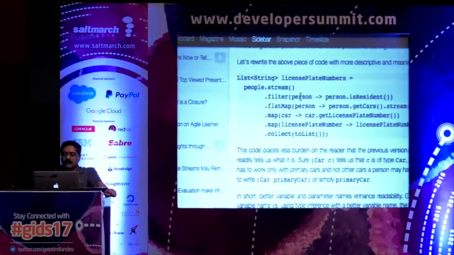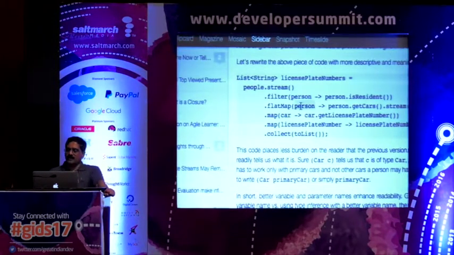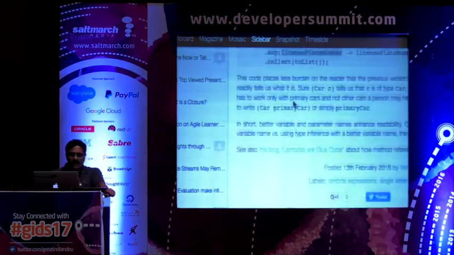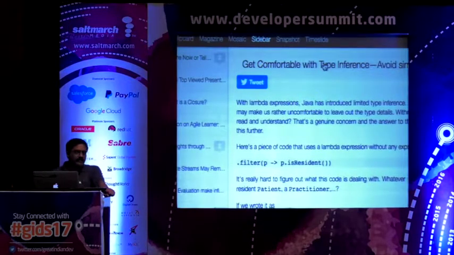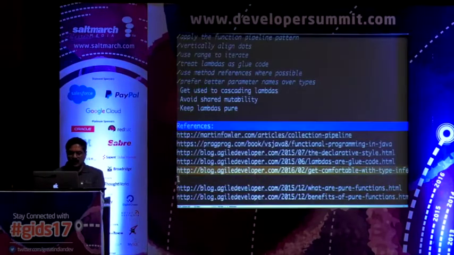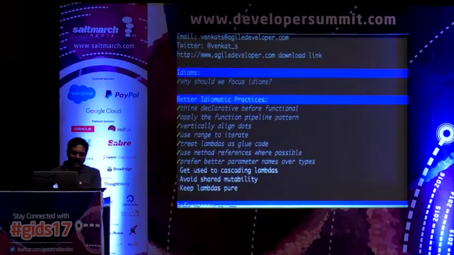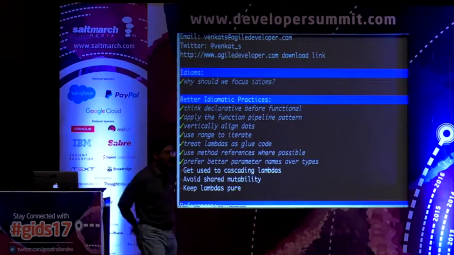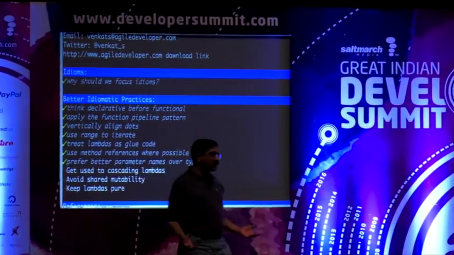Well, let's try this again. person.isResident, person.getCars, car.getLicense, licensePlateNumber. Hey, you know what? I don't need the type anymore because the names are telling me what these stand for. So by using more descriptive names for parameters, we can ease off on the type most of the time. In other words, I would get comfortable with type inference and avoid single letter parameter names as much as I can. And if you're using a type as a crutch instead of giving a better name for variables, I would encourage you to use better variable names and rely less on type information. The type becomes redundant in those cases.